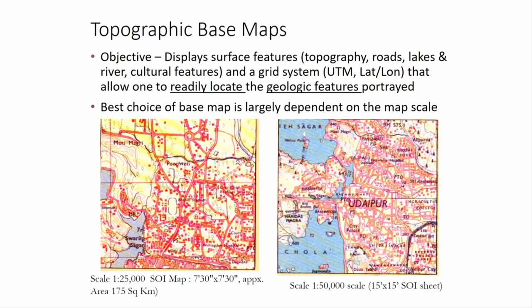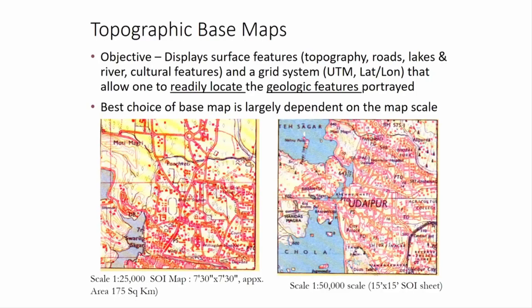So it means the first one on the left-hand side is showing the map at 1 is to 25,000, whereas in the second case the map is 1 is to 50,000. So the area which is covered in the right-hand side map is 4 times the area which is represented on the left-hand side. That's the basic difference which you are seeing.